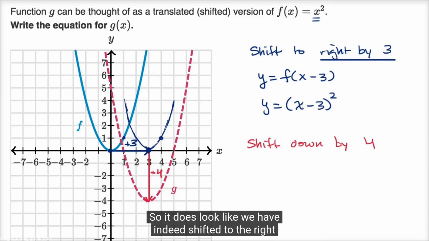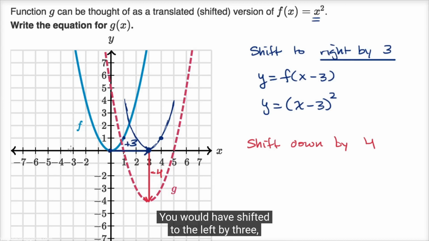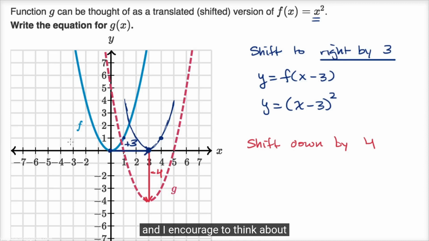So it does look like we have indeed shifted to the right by 3 when we replace x with x minus 3. If you replaced x with x plus 3, it would have had the opposite effect. You would have shifted to the left by 3. And I encourage you to think about why that actually makes sense.